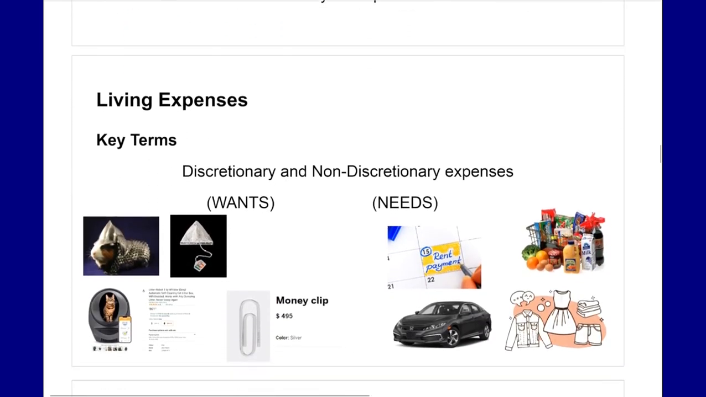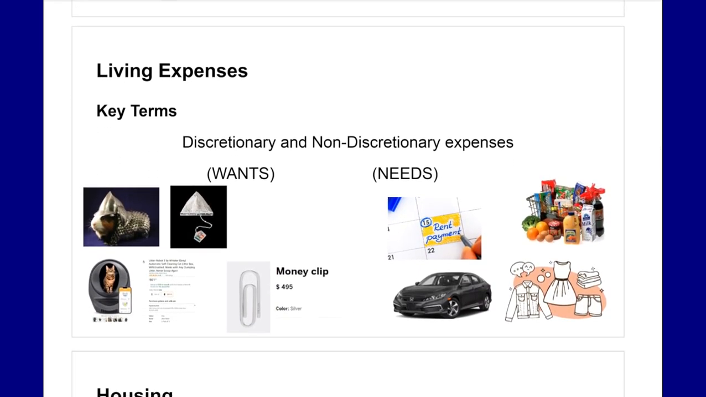So some living expenses, some key terms. We kind of talked about variable and fixed, discretionary, non-discretionary. So discretionary versus non-discretionary. Discretionary is a want. It's something we want.